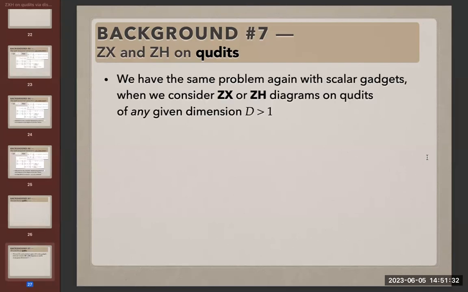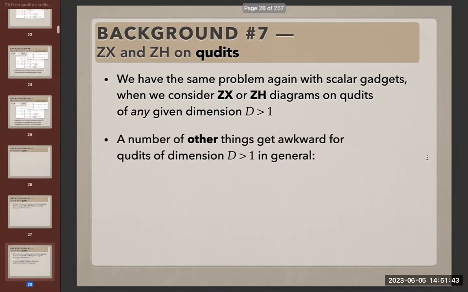So we will have the same problem as we had for qubits, involving scalar gadgets. They're simply going to arise if we take the most straightforward definition of the generators. And of course, for arbitrary dimensions, there's a reason why this isn't done and dusted decades ago. It's because things get a little bit awkward. There's all sorts of fiddly considerations that you have to deal with.